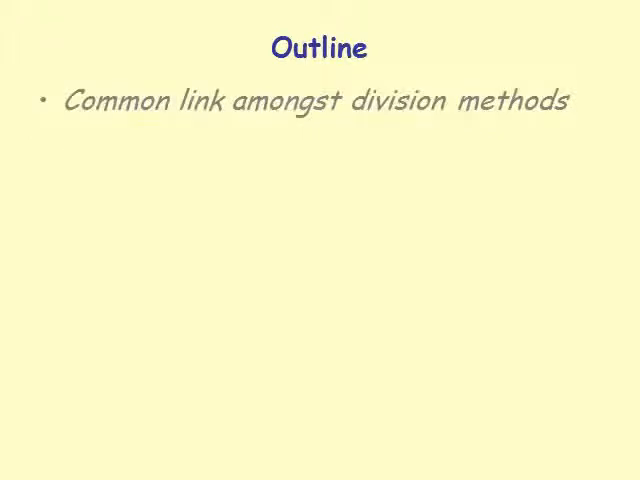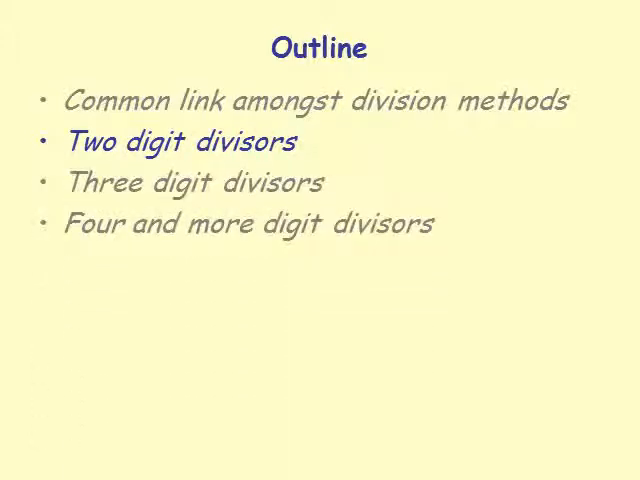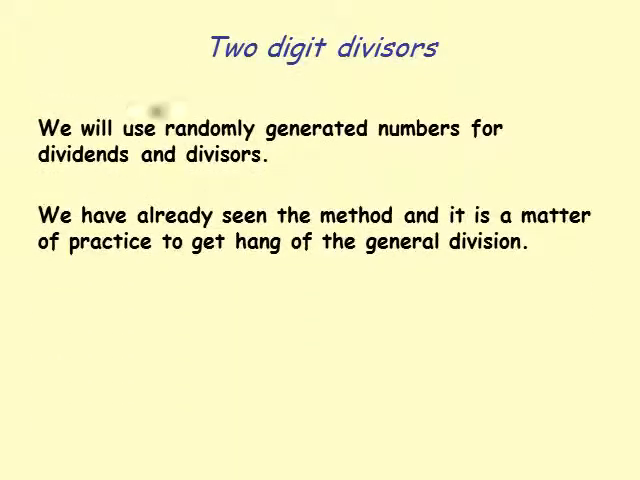Common links we already discussed. This section is about 2-digit divisors. 3-digit divisors will be the next section, and 4 and more digit divisors will be a section after that. Let's discuss what 2-digit divisors are and what we are going to cover in this section. We will use randomly generated numbers for dividends and divisors. We have already seen the method, and it's a matter of practice so that you get the hang of it. It's general division, and we just need to practice here.